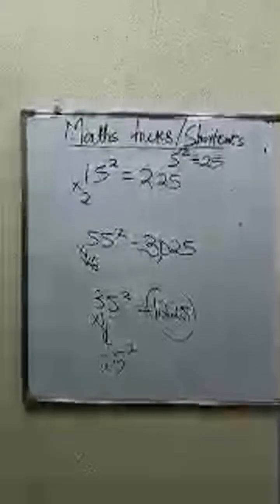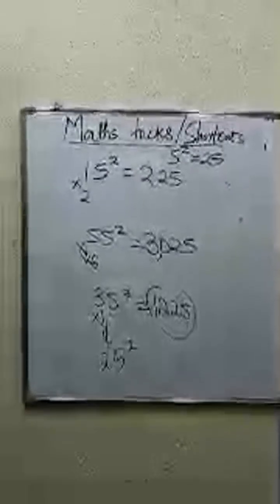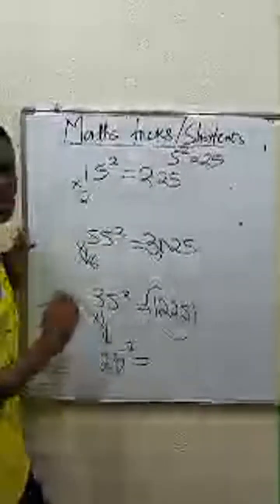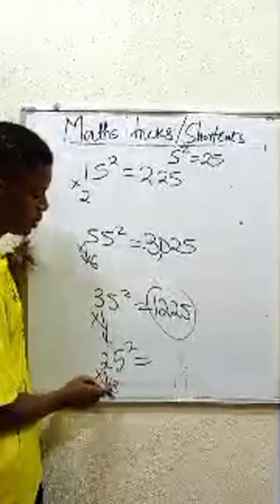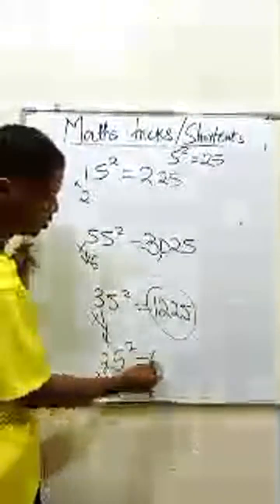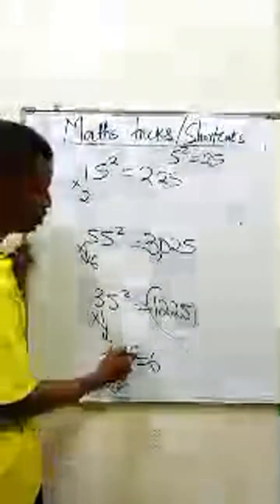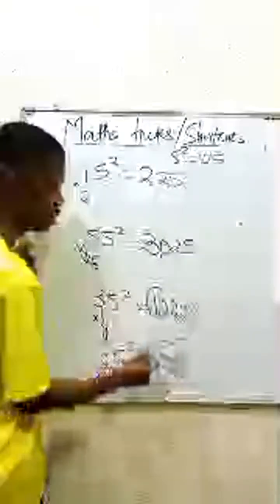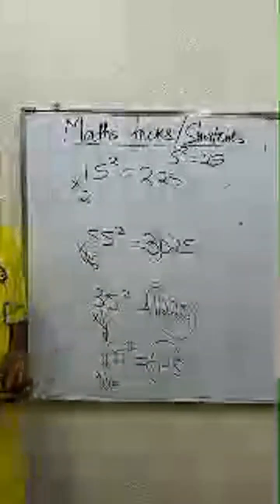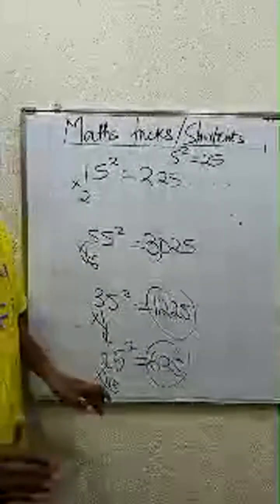What's 25 squared? 25 squared using this method is very simple. What's the next number after 2? The next number after 2 is 3. So you multiply: 2 times 3 is 6. You have 6. Then 5 squared is 25. So the answer is 625. That's very, very easy. This method is very easy and very efficient.